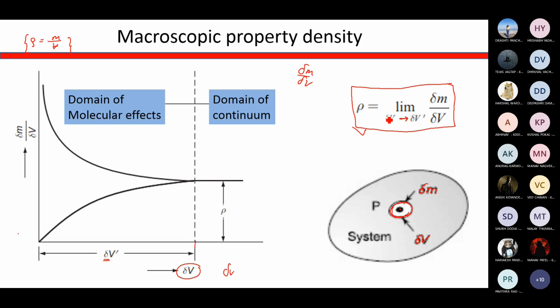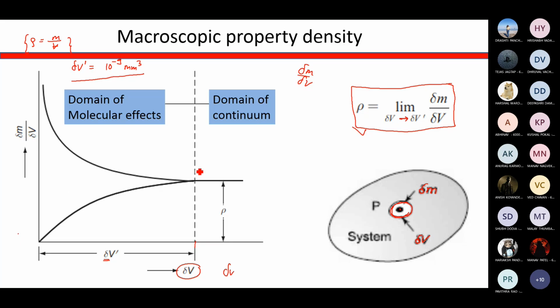Now the value of this delta v dash, in case of liquids and in case of gases at atmospheric pressure, is around 10 raised to minus 9 millimeter cube. Note this down: the limiting volume is equal to 10 raised to minus 9 millimeter cube. Can you imagine this dimension, 10 raised to minus 9 millimeter cube? It's a very, very small volume, right?